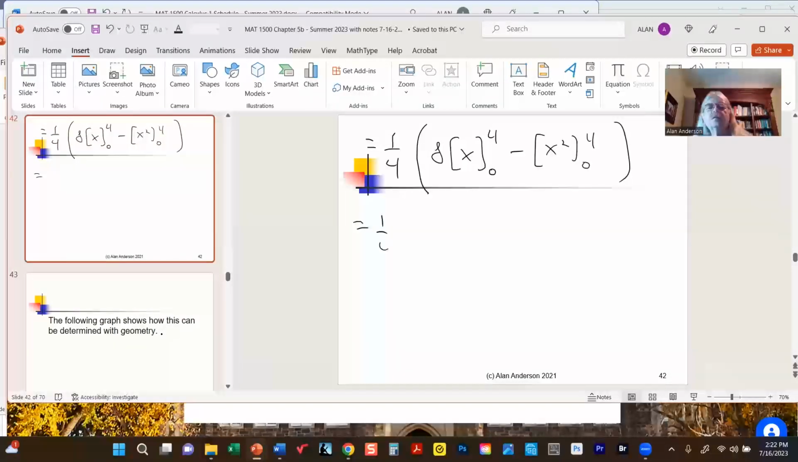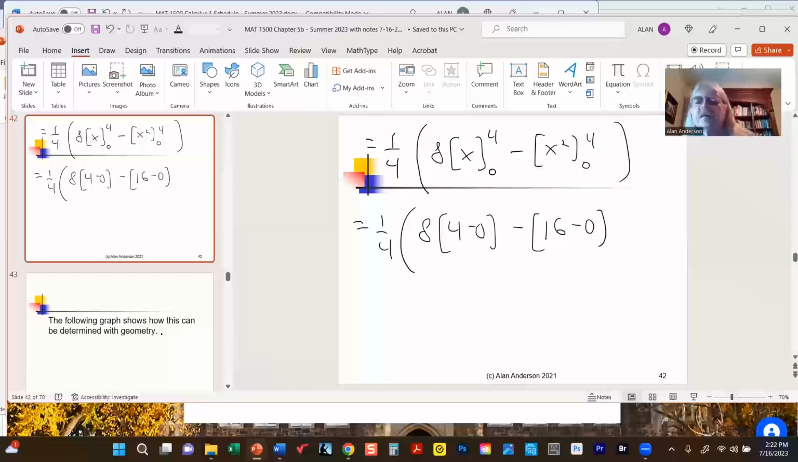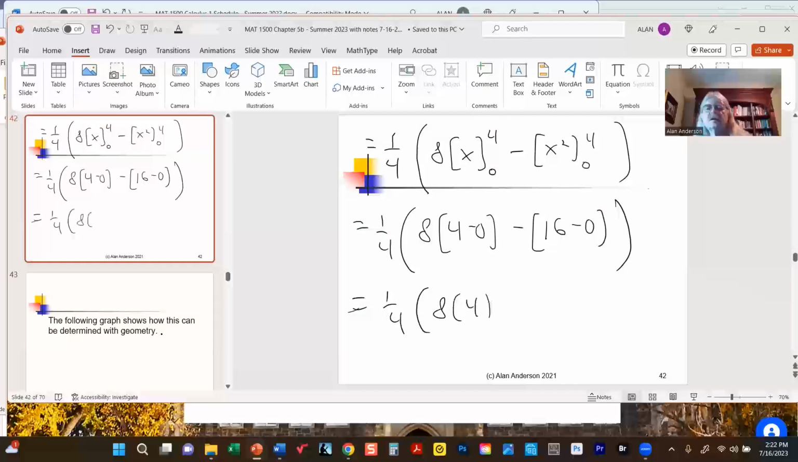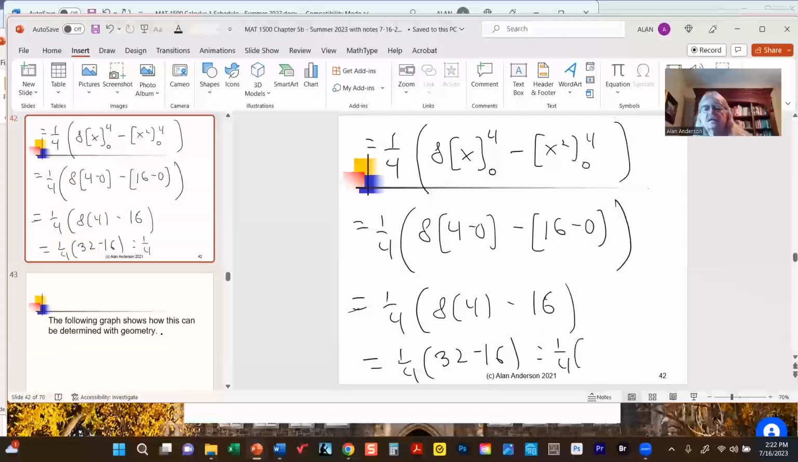So I can rewrite that as 1/4, 8. Inside the parentheses, I have 4 minus 0. And over here, I have 16 minus 0 because this would be 4 squared minus 0 squared. Then we have 1/4, 8 times 4 minus 16, was 1/4 of 32 minus 16, 1/4 of 16, and that would be 4.